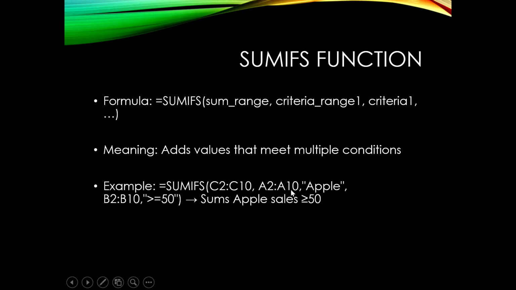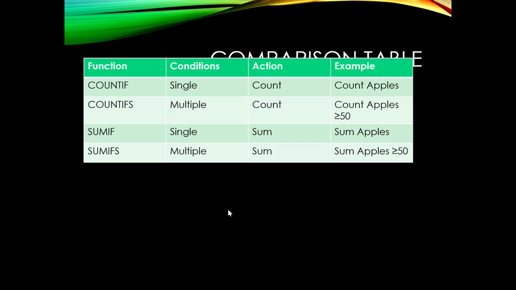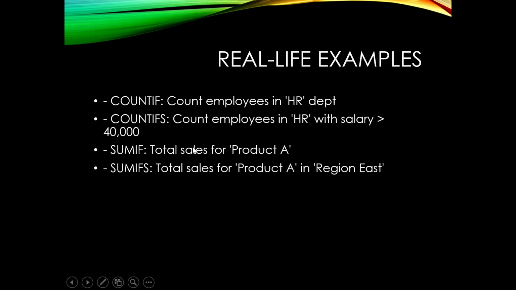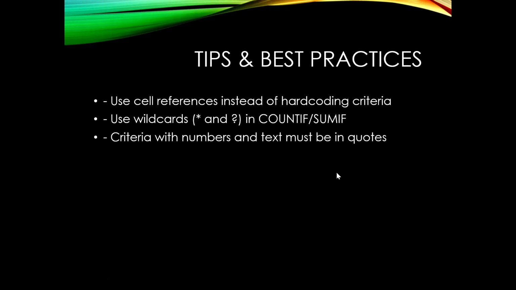For the example, you define the particular conditions like the previous one. You can see the function, condition and action in the table. Real-life examples: COUNTIF counts employees in the HR department; COUNTIFS counts employees in HR with a salary greater than 40K; SUMIF gives the total sales of a product like Apple; and SUMIFS gives the total of Apple in a region. So this was the simple theory part.